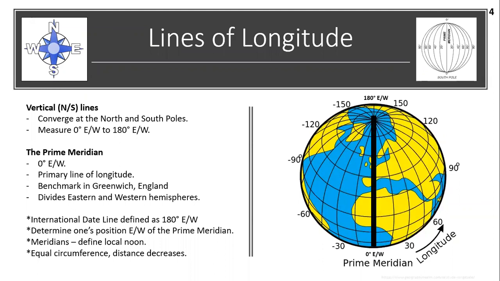Additionally, it's important to note that while all lines of longitude are equal circumference, meaning they all split the globe into equal halves, the distance between lines of longitude progressively decreases from a maximum at the equator to 0 at each geographic pole. Later in this lab, you will learn why this is important when measuring distances between locations.